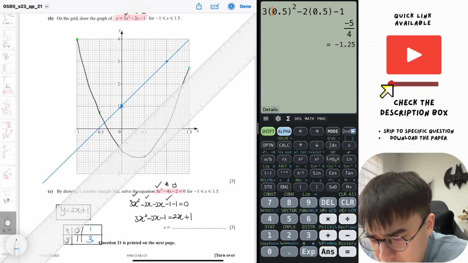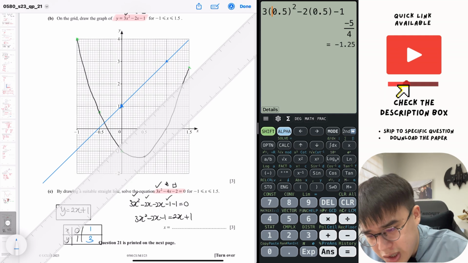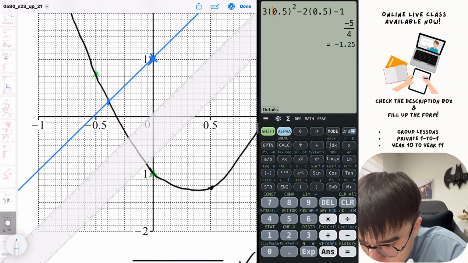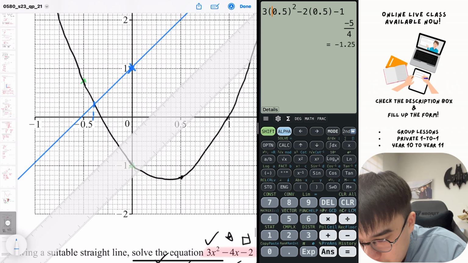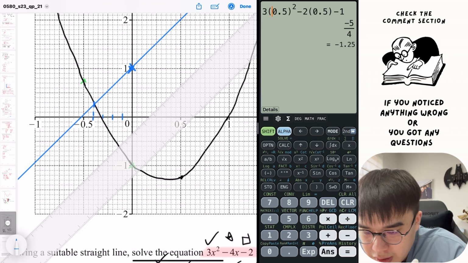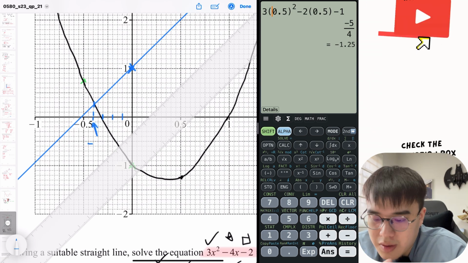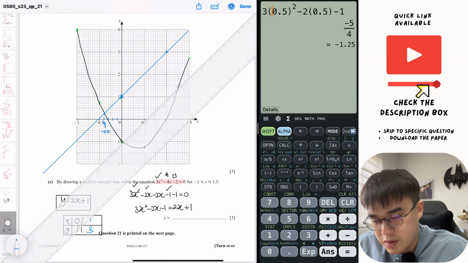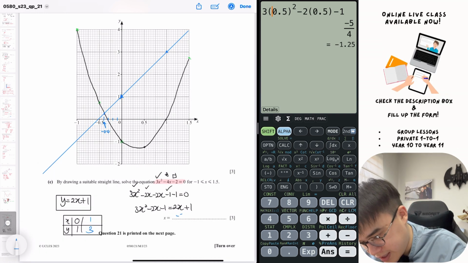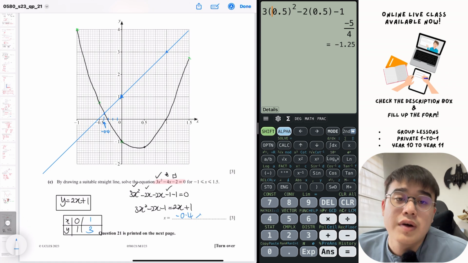It was in between, right over here, somewhere around 0.4, I guess. It's negative 0.1, negative 0.2, negative 0.3, negative 0.4. So the answer here is negative 0.4.